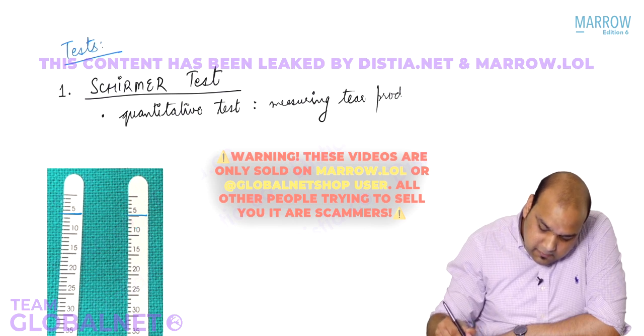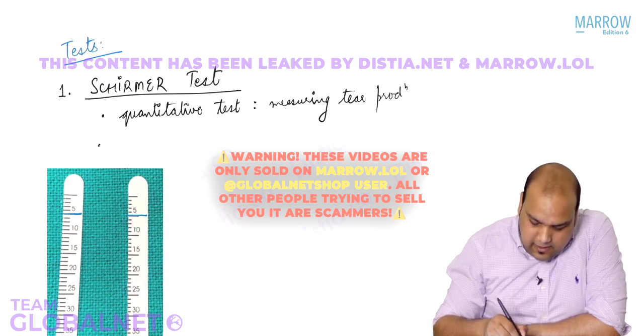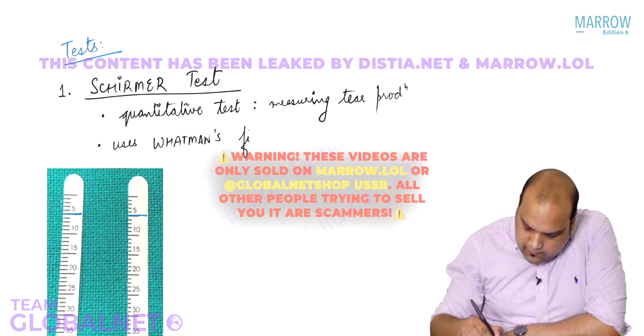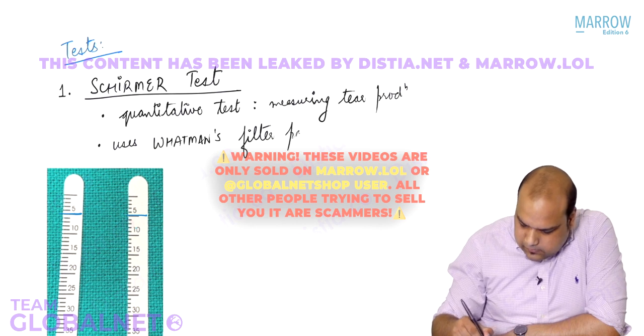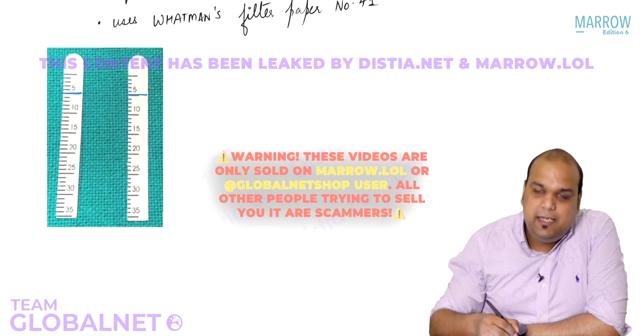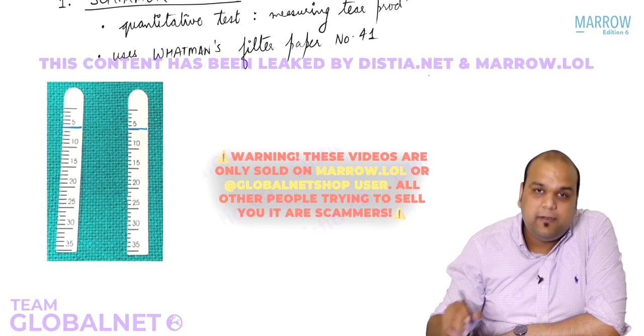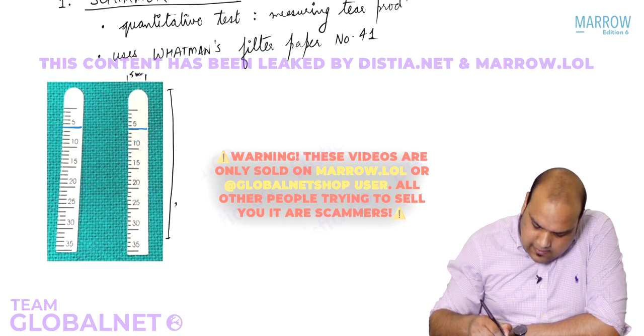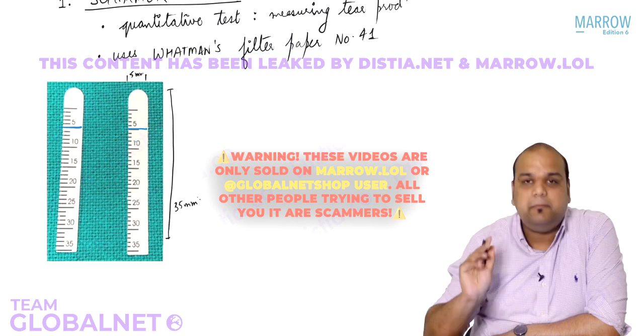It is giving us a number. Okay, guys? It uses Whatman's filter paper number 41. So this strip that you see, this is Whatman's filter paper number 41, guys. You can see that the width is 5 mm and the length is 35 mm.